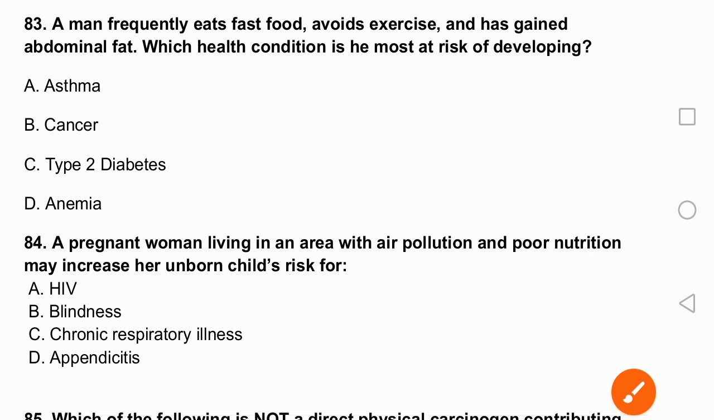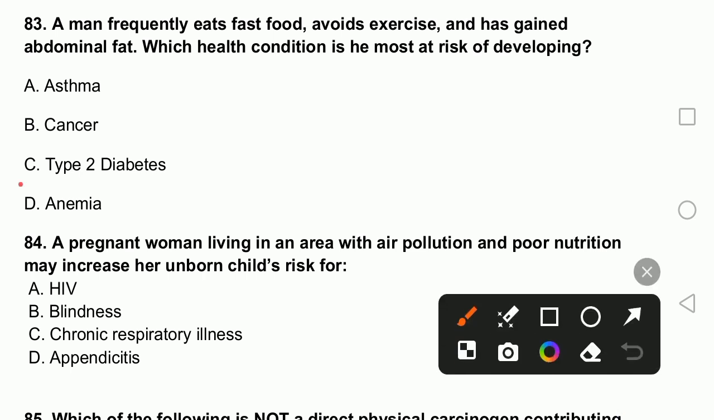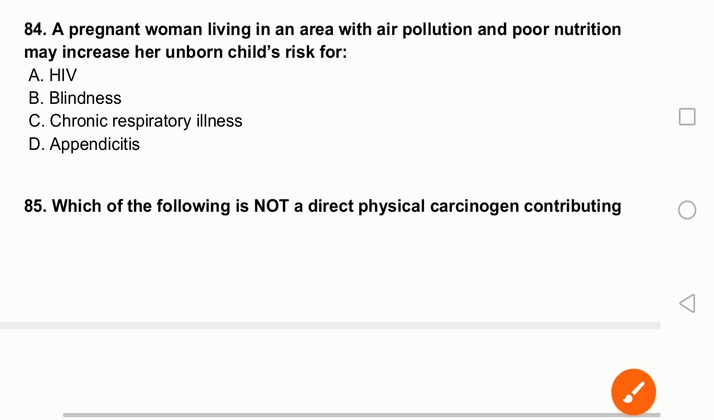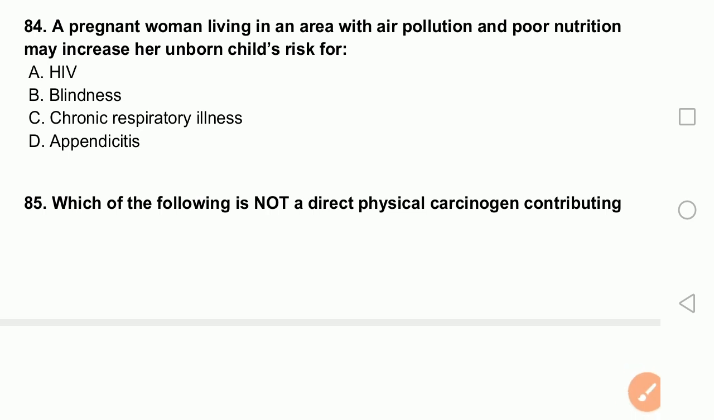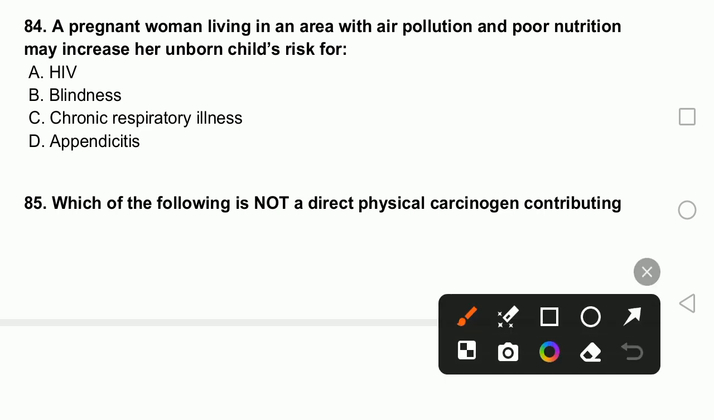A man frequently eats fast food, avoids exercise, and has gained abdominal fat. Which disease is he most at risk of developing? Type 2 diabetes. A pregnant woman living in an area with air pollution and poor nutrition may increase her unborn child's risk for what?